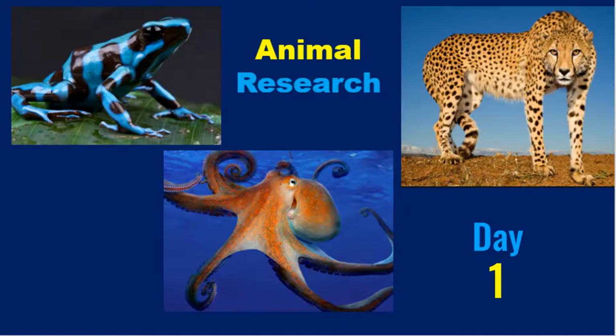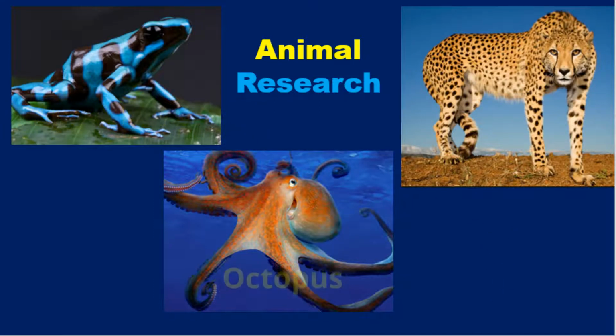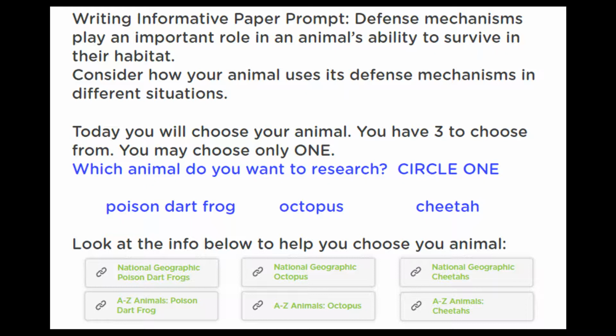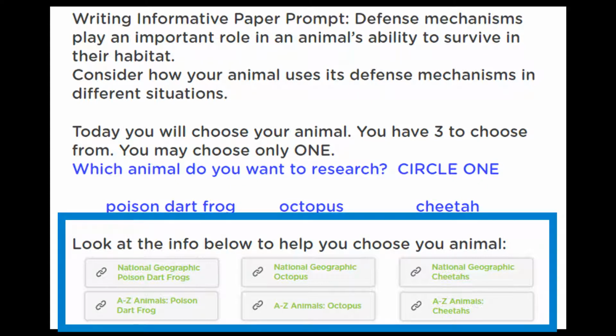Today we will start our animal research papers. You will get to decide between the poison dart frog, the octopus, or the cheetah. You will go to slide 1 on ClassKick and you will choose one and circle it. If you need to do a little research ahead of time to help you decide, there are links below each title to help you get your information. But also, if you need to, click on them to help you decide.